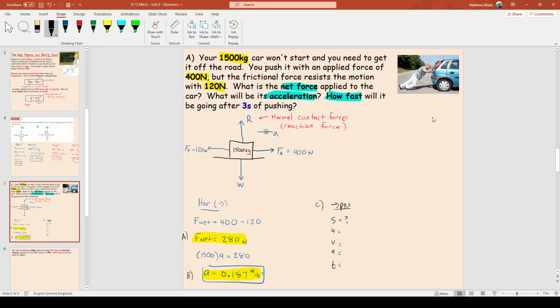Yes, actually, because we're pushing a car that's stationary. What's its initial speed going to be? Well, 0, because it won't start, so its initial speed is 0. Do we know its final speed? Nope, but that's actually what we want. Do we know its acceleration?